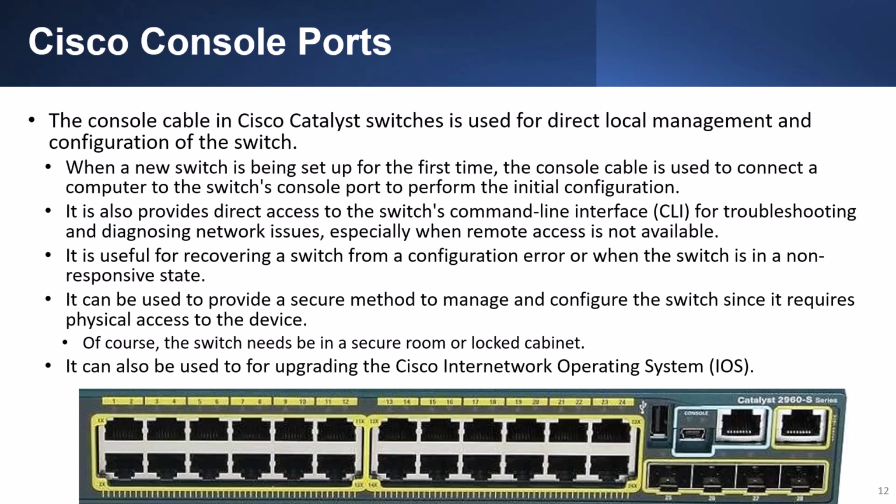The console cable in Cisco Catalyst switches is used for direct local management and configuration of the switch. When a new switch is being set up for the first time, the console cable is used to connect a computer to the switch console port to perform the initial configuration. It also provides direct access to the switch's command line interface, or CLI, for troubleshooting and diagnosing network issues, especially when remote access is not available.